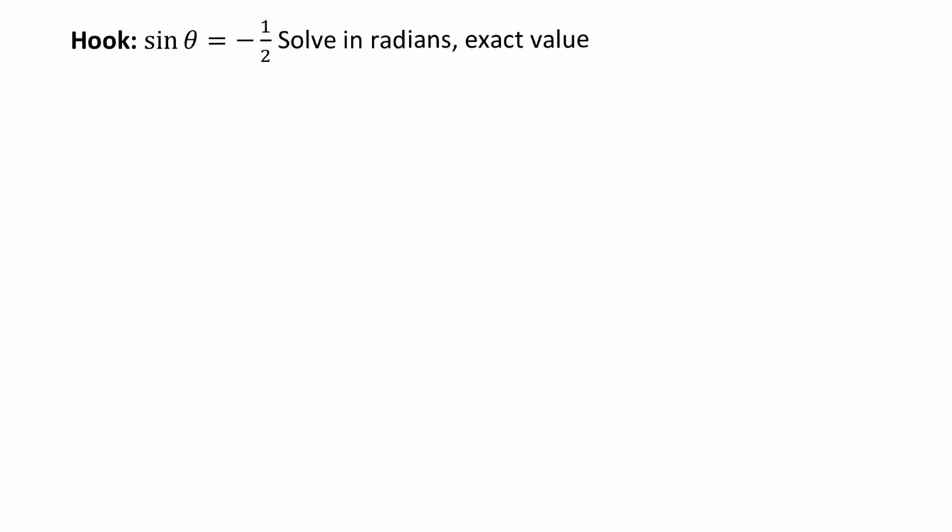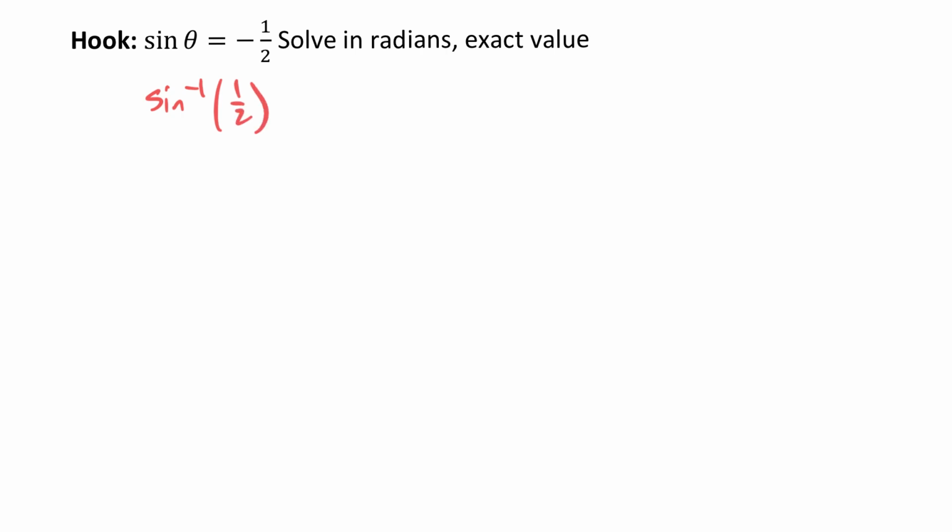Hello. In this video, we're going to go ahead and solve some more trig equations. But to start off, let's just have something simple. Sine theta equals -1/2. Let's solve it in radians and find the exact value. Well, we can go ahead and use our regular method, sine inverse of 1/2. Make sure our calculator's in radians and we drop the negative.